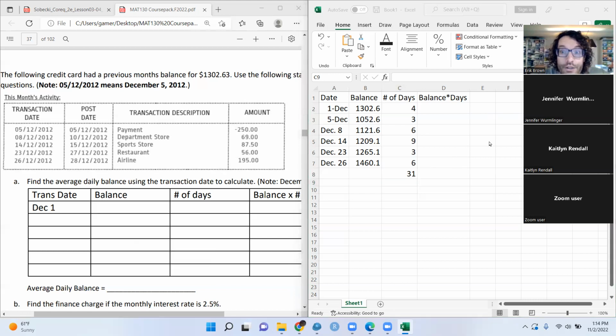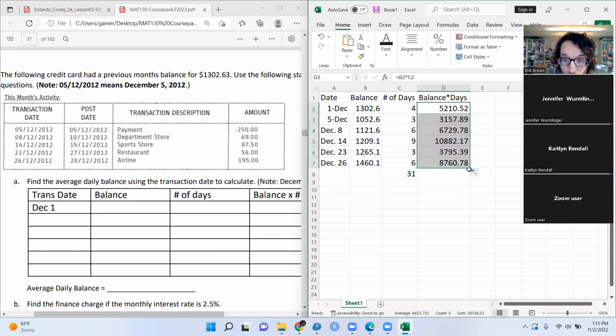Okay. So then this is literally just take the balance, multiply it times the number of days. This is another reason why I like using Excel, because I just do equals. I select this cell, I hit the asterisk key for multiplication, I select the other cell, and now it's going to multiply. And then we just drag that down and it does all the multiplications for us. So that's the balance times the days.